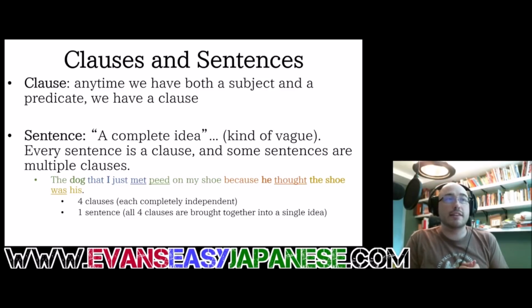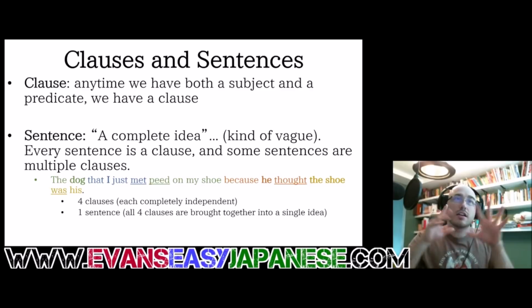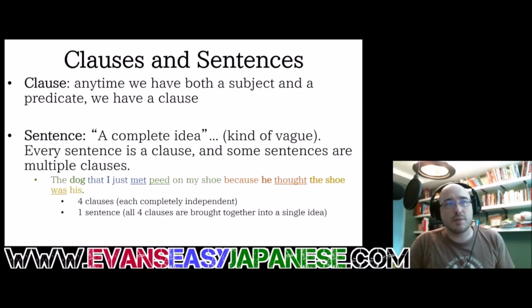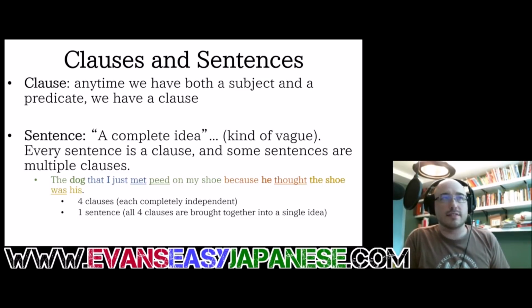Unfortunately, for people who try to define things, a sentence does not have a very good definition. It's a complete idea. But what does that even mean? I mean, isn't monkey a complete idea? But a monkey isn't a sentence. Basically, a sentence is when you want to communicate that a subject does something or is something, but you might need more than one clause to accomplish it. Every sentence has at least one clause in it, but not every clause is a sentence.